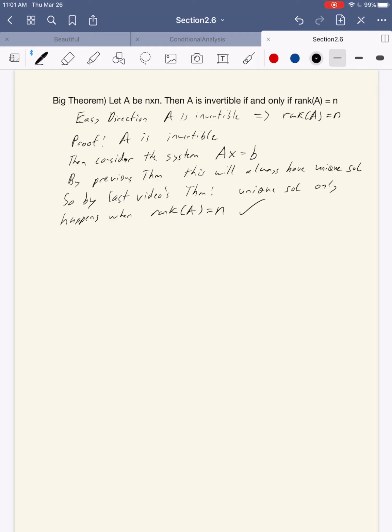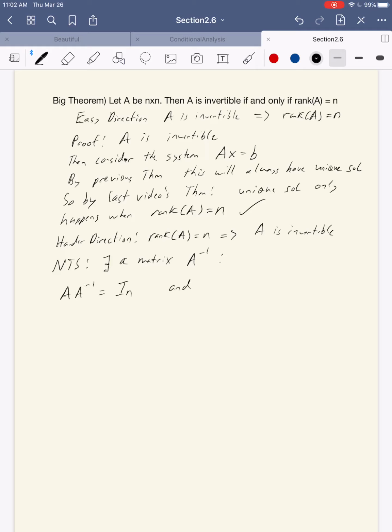All right, now we have a harder direction to work through. So the harder direction needs to show the reverse of this. That if rank of A is equal to n, we then need to show that A is invertible. Okay, so let's think about how we're going to do that. What we need to show is there exists a matrix A inverse such that A times A inverse is equal to the identity matrix and A inverse times A is equal to the identity matrix.